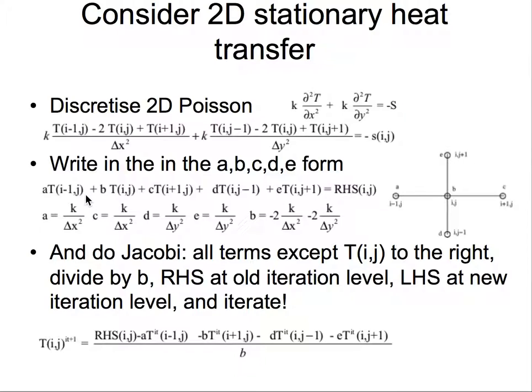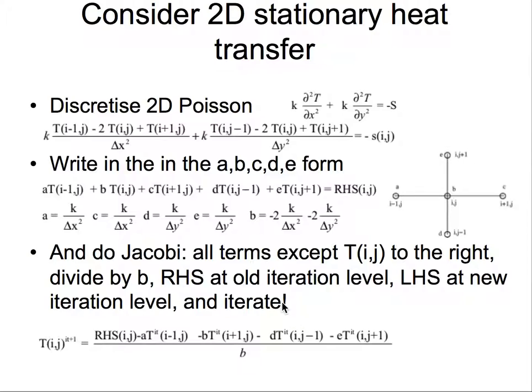And the values for these coefficients are k over delta x squared for A and C, k over delta y squared for D and E, and minus 2k over delta x squared minus 2k over delta y squared for B. How do we solve this kind of equation? It's totally analogous to the 1D case again.